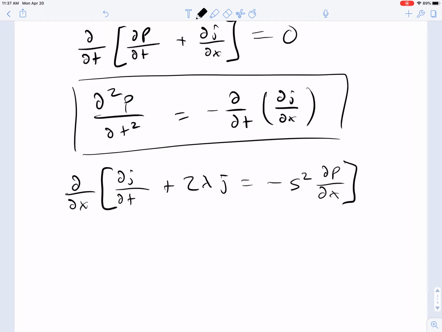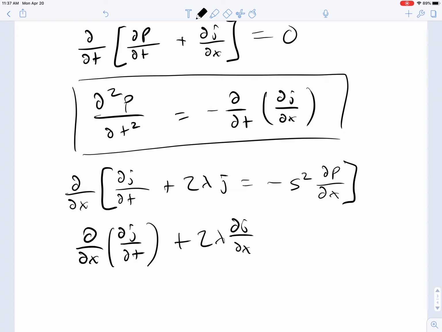We do this operation, and we're going to end up with partial squared j. Well, I'll leave it in the same notation. We'll just do partial by partial x of partial j partial t, plus 2 lambda partial j partial x equals minus s squared del squared p over del x squared.